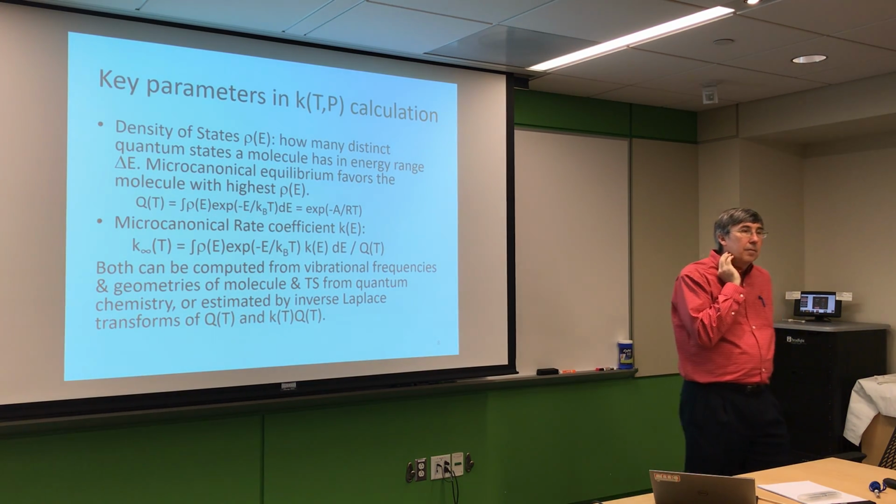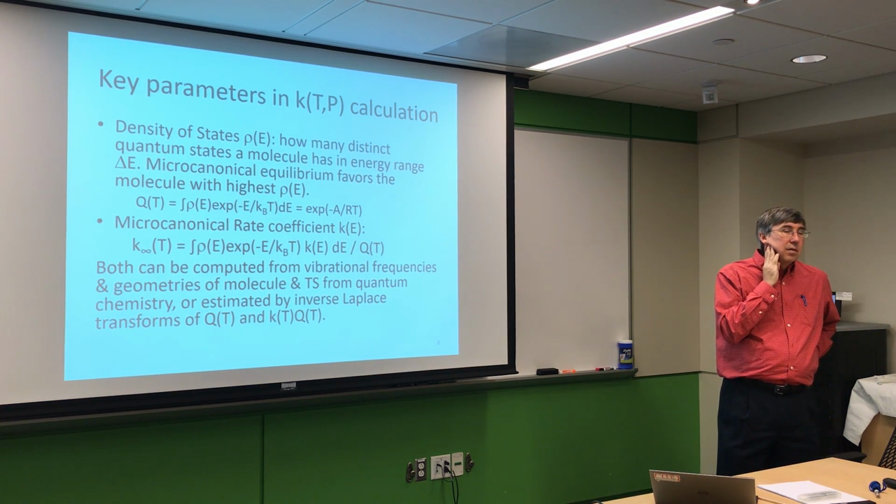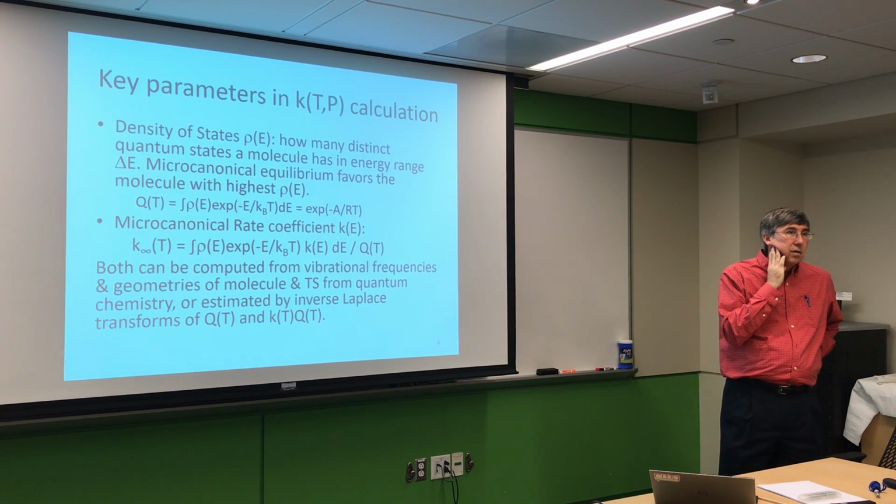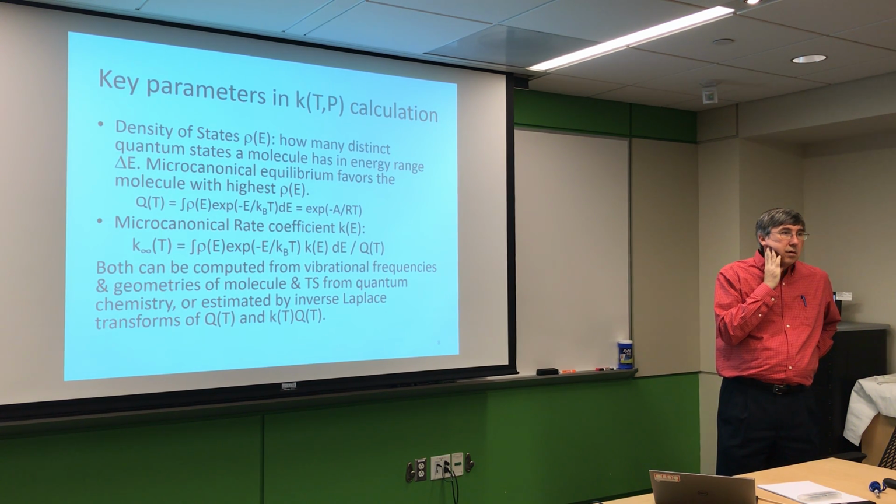Yeah. So in the previous picture you showed that AB going to C looks like a barrierless reaction, so there won't be a transition state. Then how can someone get the density of states in that case?